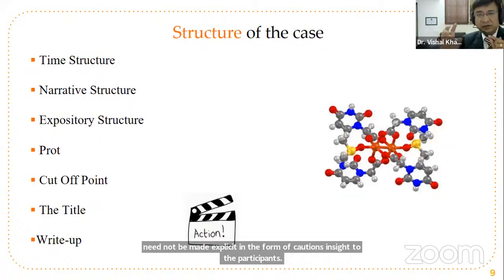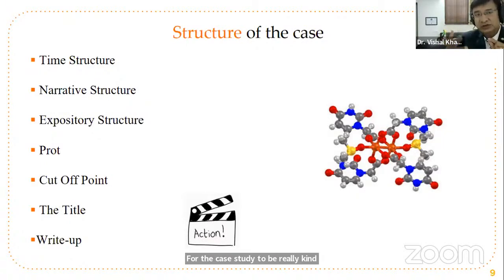For the case study to be really a living thing, the reader has to live the case. He has to be part of the case. He has to feel that I'm part of the situation, I'm in that situation. When the readers and participants start living that situation, that is the real role of the case writer.